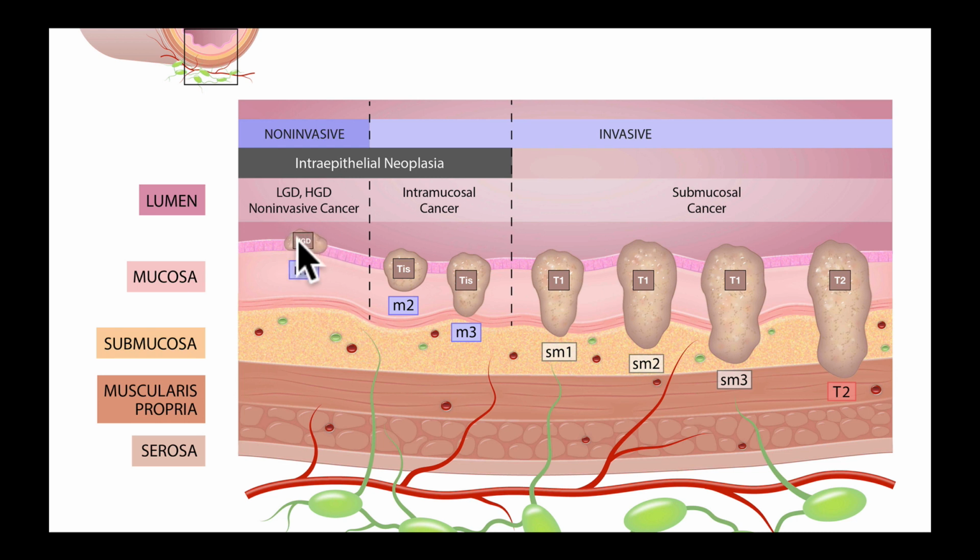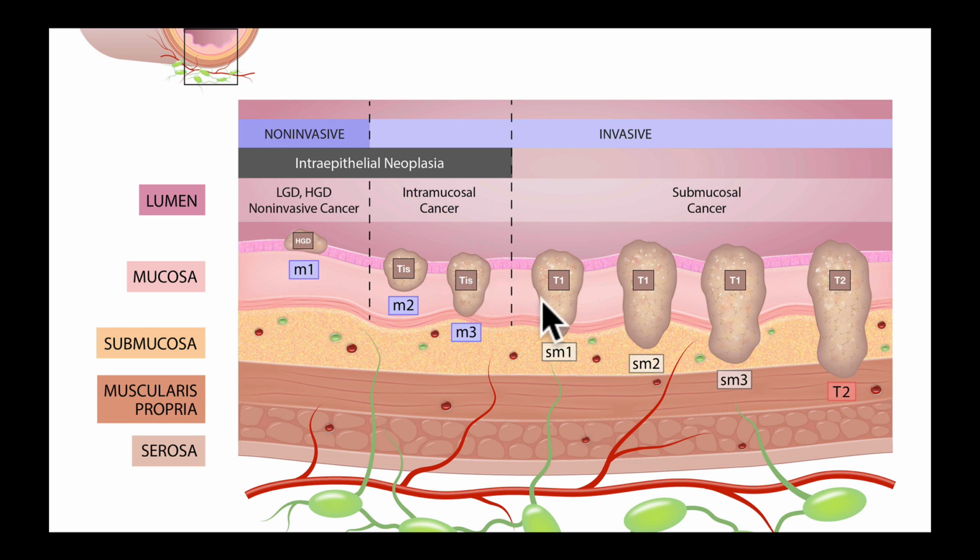If the tumor is limited to the epithelium, that is, it is not invasive, it is intraepithelial neoplasia, and depending upon the differentiation, it could be low-grade or high-grade dysplasia. When the tumor invades into the lamina propria and extends up to the muscularis mucosa, it is called intramucosal cancer or carcinoma in situ.